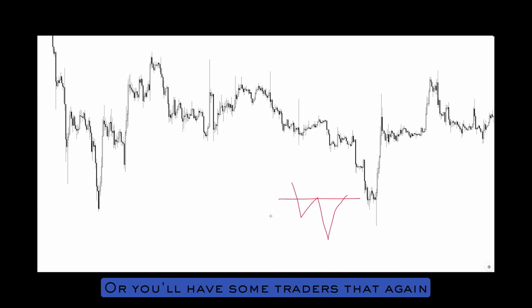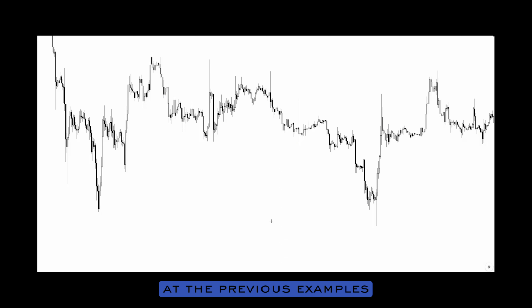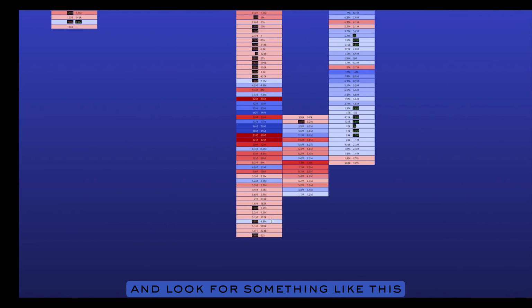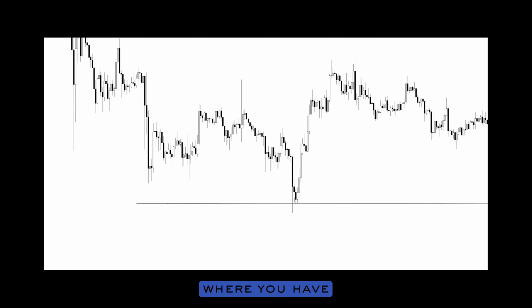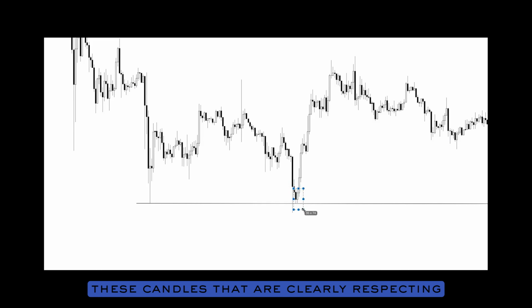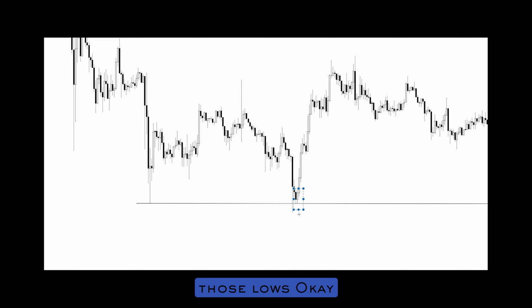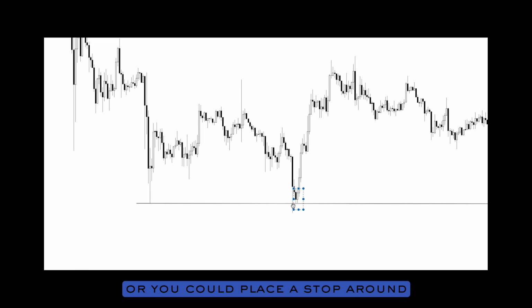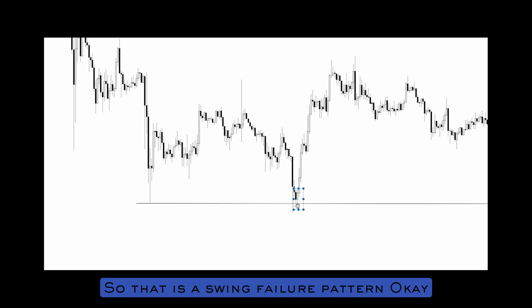Or you'll have some traders that, again, if we just look back at the previous examples, will look for something like this, where you have these candles that are clearly respecting those lows. And in this case, you could place a stop right around the structure, or you could place a stop around the candle that reclaimed this low.